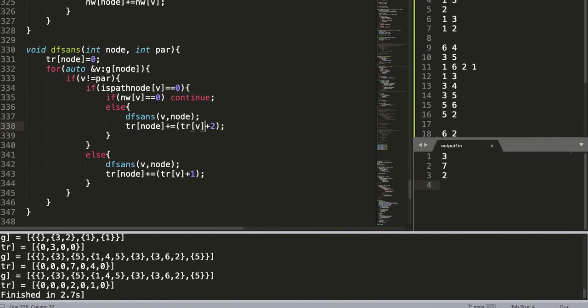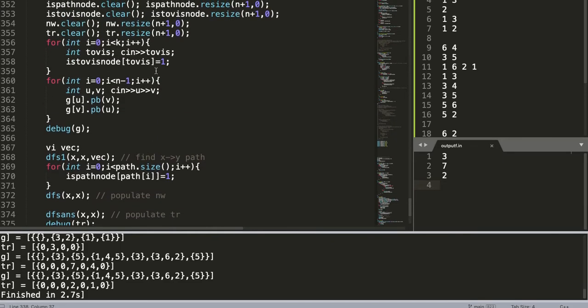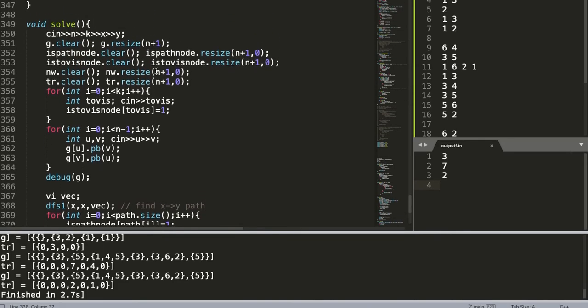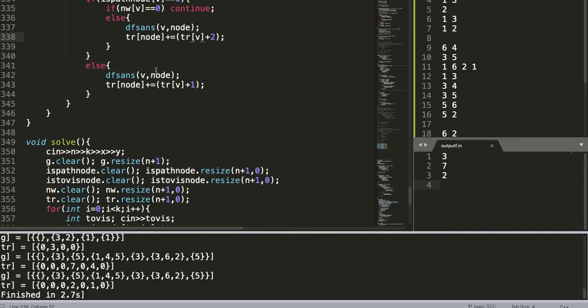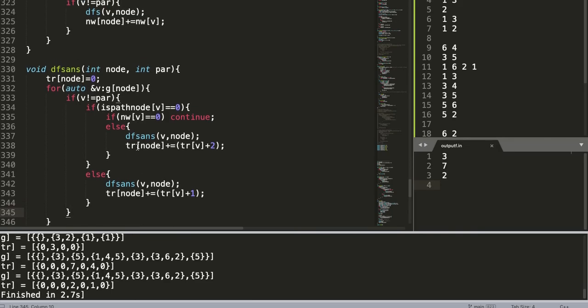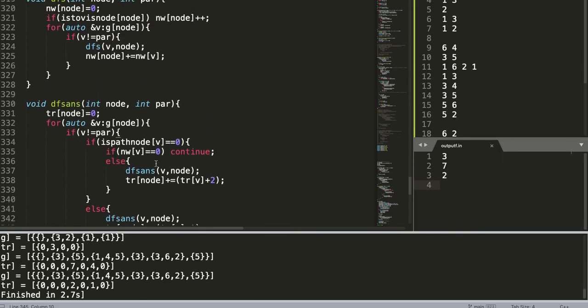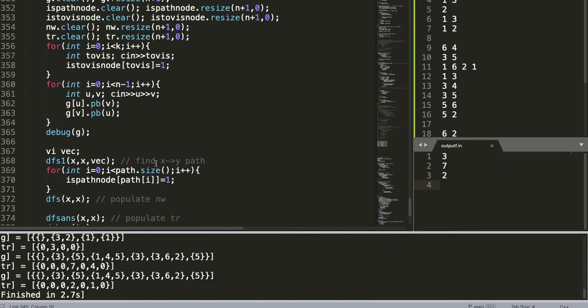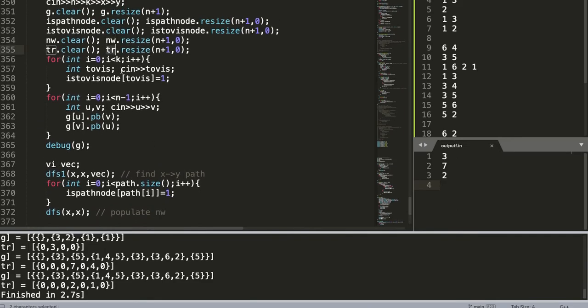The code: I've used a lot of variables that are not necessary. It caused a lot of confusion for me during the contest. Also, I miswrote this DFS answer to be DFS, and that led to me wasting like 30 minutes on a silly debugging mistake. But anyway, nw is what I spoke about, tr is what I spoke about.